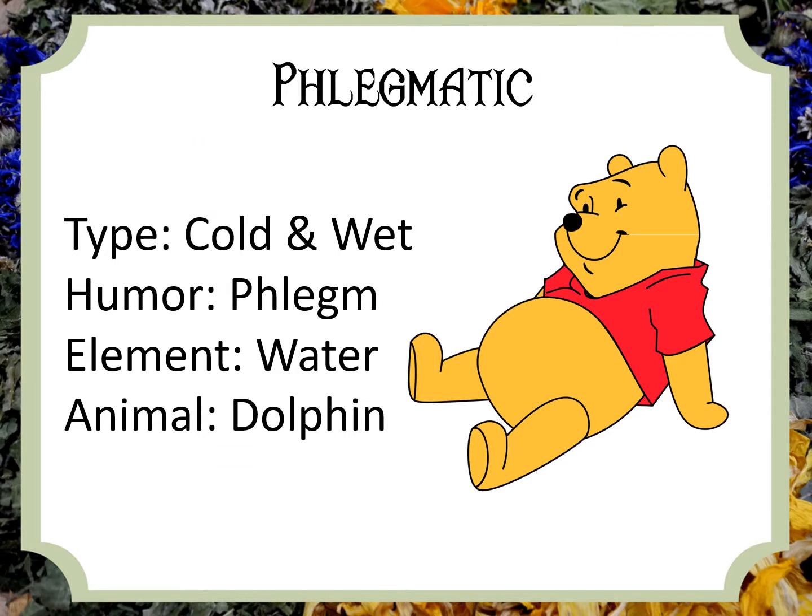The next temperament is the phlegmatic temperament. It's cold and wet. The associated humor is phlegm. And the element is water. We often think of dolphin as being a phlegmatic animal. The other thing we consider as phlegmatic is Winnie the Pooh himself. So if you've ever seen Winnie the Pooh, he's not as active as Roo, but he's a very good, upbeat, positive temperament or personality.